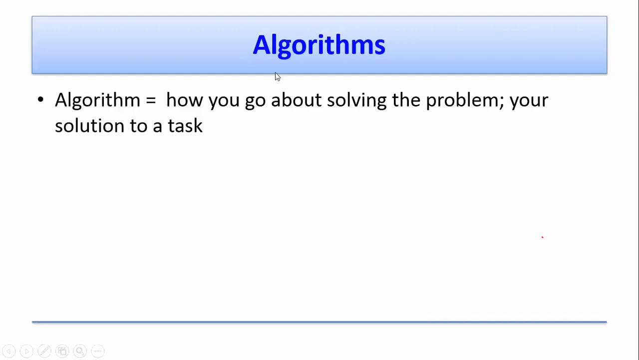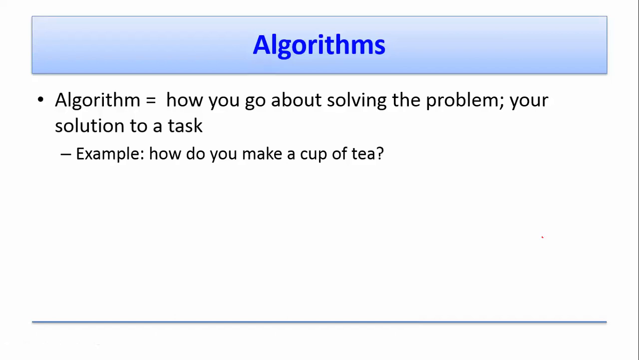Now, what is an algorithm? Algorithm means how you go about solving the problem. That means your solution to a particular task. For example, this is a famous example: how do you make a cup of tea? How do you make a cup of tea?